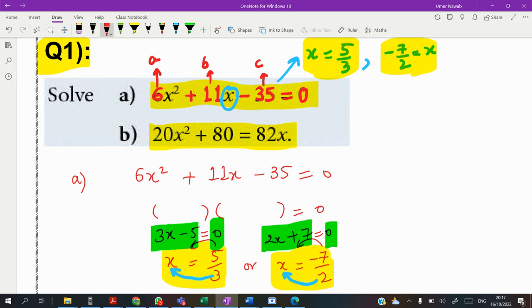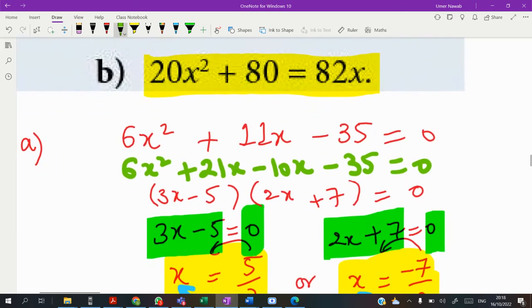What are the two factors? 3x minus 5 and 2x plus 7. If you want to write one more step, you can multiply the two brackets. So 3x times 2x gives you 6x squared. Then 3x times 7 is 21x. Then minus 5 times 2x is minus 10x. And minus 5 times 7 is minus 35, equal to 0.